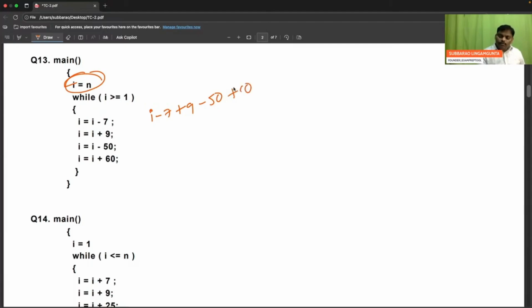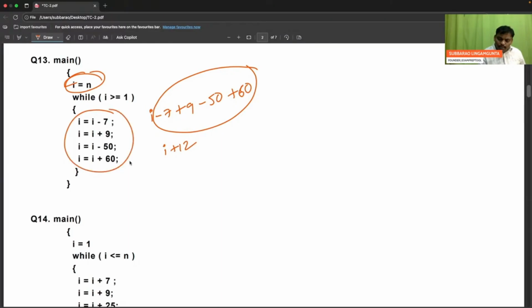So first you did the minus 7, further you add the plus 9, further you did the minus 50, further you did the plus 60. Overall, what is the value? Check: minus 7 plus 9 minus 50 plus 60. Minus 50 plus 60, 10. 10 plus 9, 19. 19 minus 7 is going to be 12. So overall it became I is equal to I plus 12.